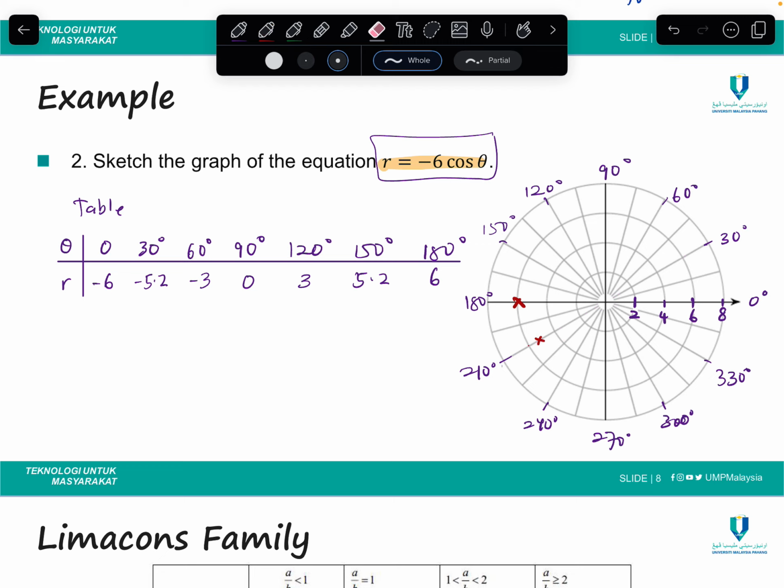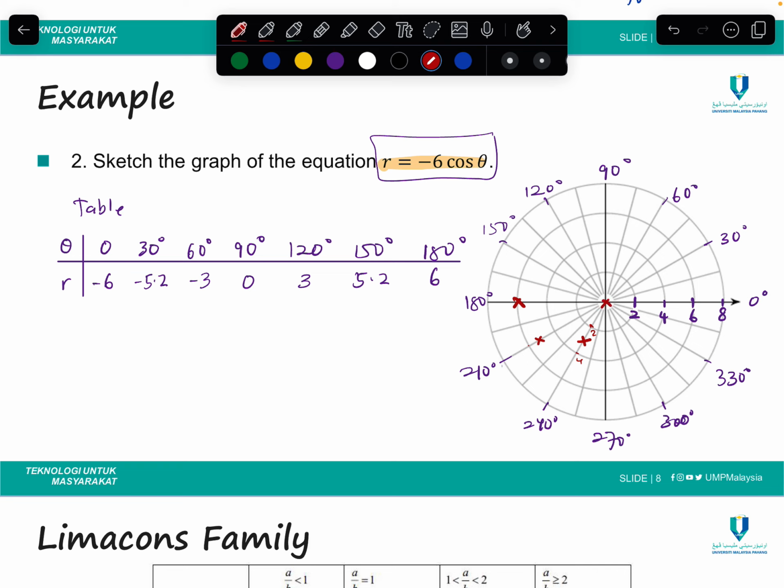Now you want to plot 60 degrees. Again, it is negative, so that means you have to plot in the opposite direction with radius 3. So this is 2, this is 4, so 3 should be in the middle. Next, at 90 degrees, the value is 0. 0 is at the pole.